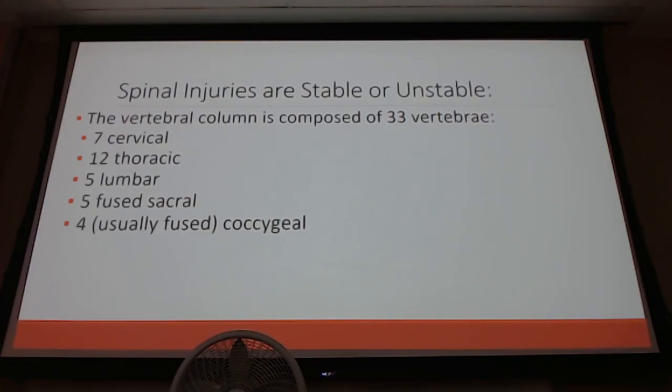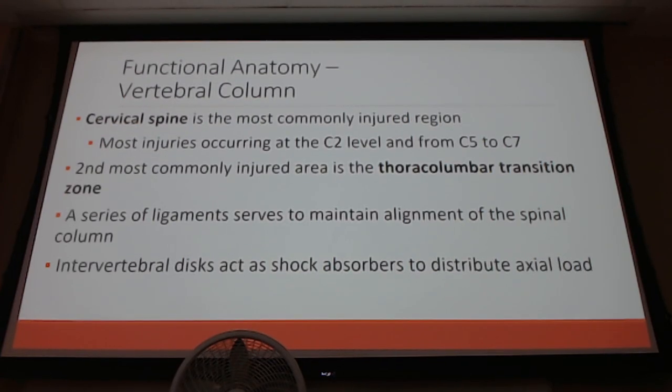Here's a quick refresher: we have 33 vertebrae. So we have 7 cervical, 12 thoracic, 5 lumbar, 5 sacral, and then 4 coccygeal. And the last 2 are usually fused. But the most commonly injured is going to be our cervical spine, which makes sense because we don't have the protection of our thoracic cavity, our ribs, or our abdomen to help protect it. And then after the C-spine, the thoracolumbar transition zone is going to be our next most injured region in these patients.